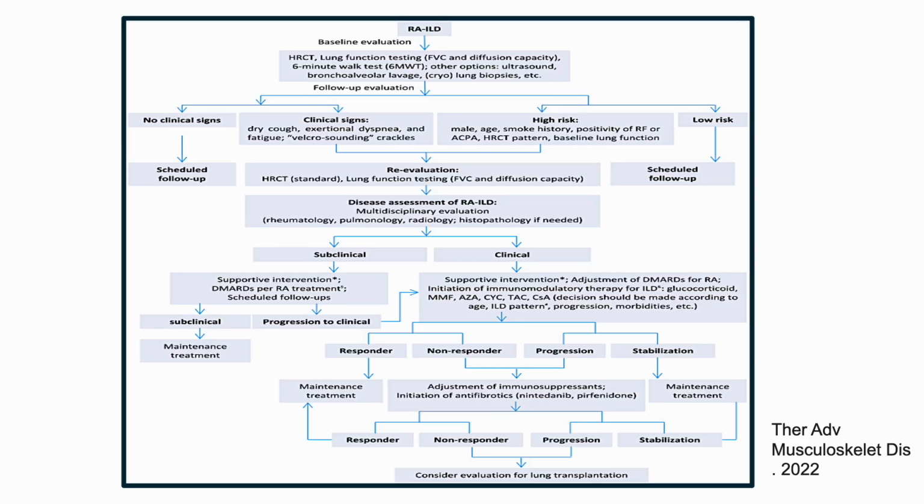And with that, the approach essentially should be that when you are having an RA-ILD, you would want to screen the patient based on his risk, based on his age, based on other factors. No signs, just wait and watch and follow up. Signs present, reevaluate, confirm diagnosis, and if he's subclinical, stable, just do the maintenance treatment. Say just give DMARDs if no chest complaints. Not stable, CT evidence of ILD, manage accordingly. Look for responders, non-responders, progressors, or patients who stabilize and consider evaluation for lung transplant.